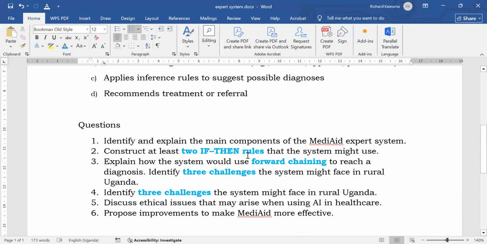Now we have the questions. Let's begin with the first question, which says identify and explain the main components of the MedAid expert system. Okay. Can someone help us with number one there? Identify and explain the main components of the system, what is expected in that question? From the topic we had for expert systems, what does the examiner expect from that question? Question one.